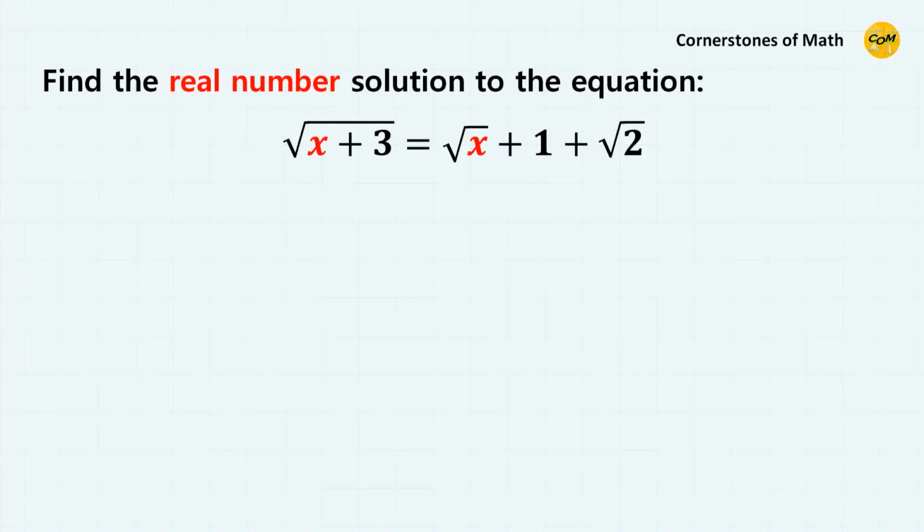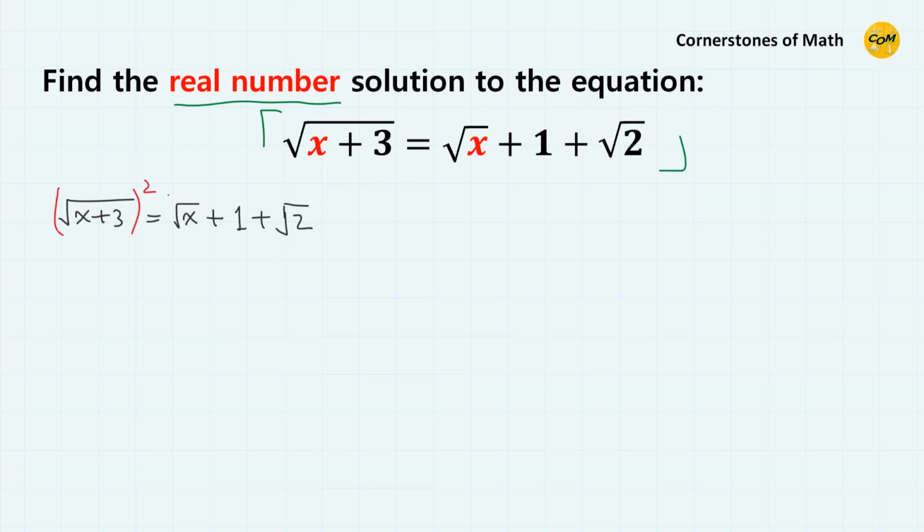In this video, I will solve a problem that looks like a simple equation but actually has deeper meaning. The equation looks simple. We have to find the real number solution of square root of x plus 3 equals square root of x plus 1 plus square root of 2. The method here is pretty straightforward.